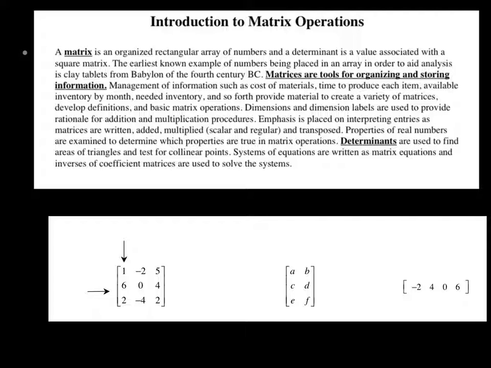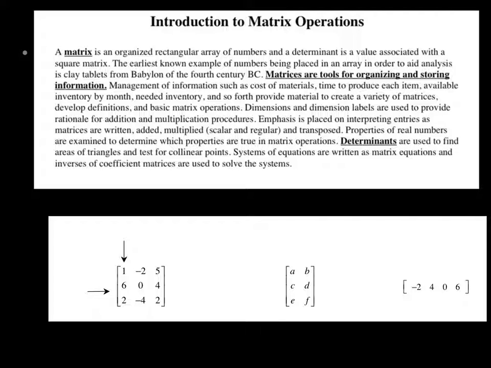Systems of equations, which is the big one that we're going to look at, are written as matrix equations, and inverses of coefficient matrices are used to solve the systems. So we will work with the basic operations of these and how they're used to look at data. But the big one is that they help you guys to solve systems of equations, not with 2 variables, but 3 variables, which is something you guys may not have done before.